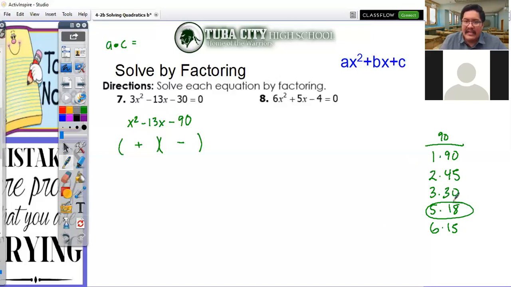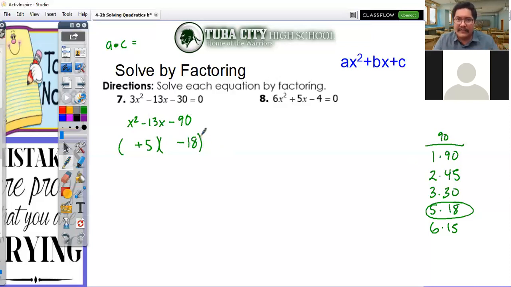So 5 and 18 are going to be these numbers here. Now, I did this wrong, so don't write it down just yet. Because again, you should check it. 18 times negative 5 is negative 90. But 18 minus 5 is positive 13, not negative 13. So we got the right number, but we got the wrong sign. If that happens, just change this part. So again, that is a common thing that happens.